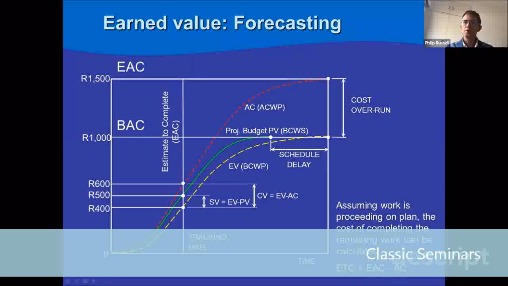So assuming that work is proceeding on plan, the cost of completing the remaining work can be calculated as ETC is EAC minus AC. So long as we are assuming that we're continuing to complete based on the projected estimated completion, we'll end up spending the EAC minus AC, the cost that has been spent to date.